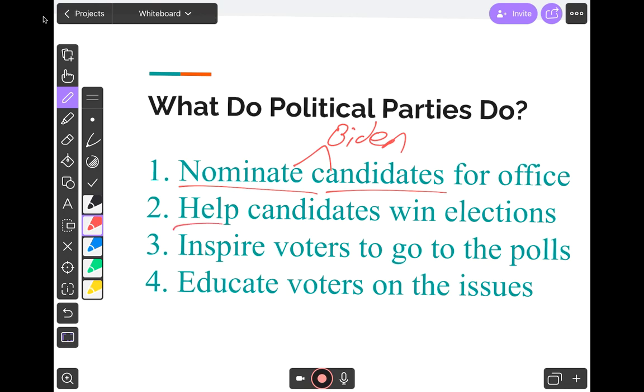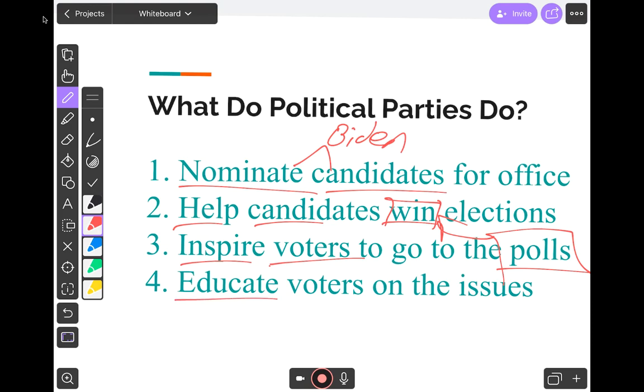All right, we also see the political party help candidates win the elections. And as we said before, political parties don't really have much influence or power unless they are winning elections. So a lot of what political parties do is focused on winning elections. We also see that parties inspire voters to go to the polls. To win elections, you need people to vote in elections for your candidates. Okay, so a lot of the campaigns, a lot of the advertisements you're seeing currently for this upcoming election are funded in one way or another by the political parties.